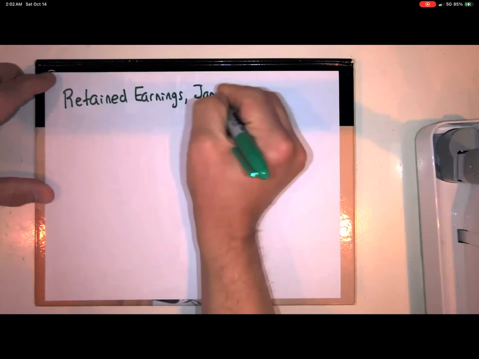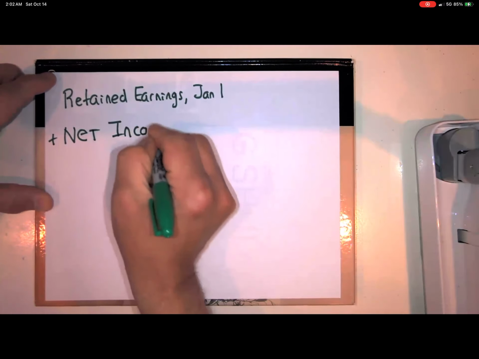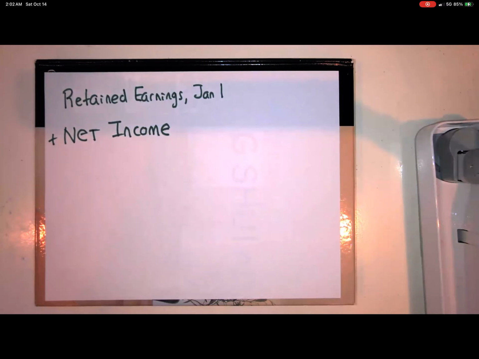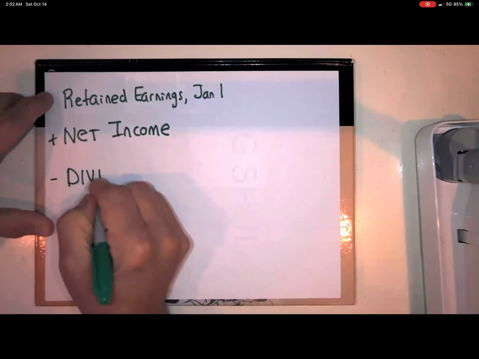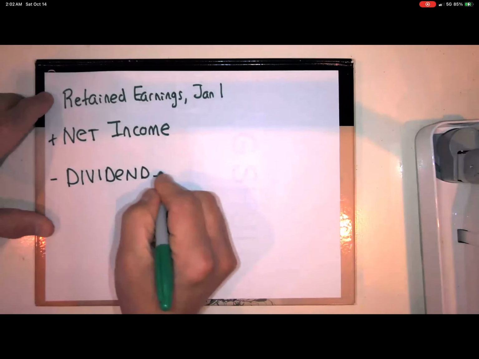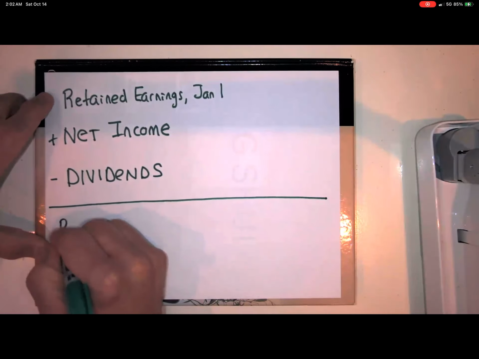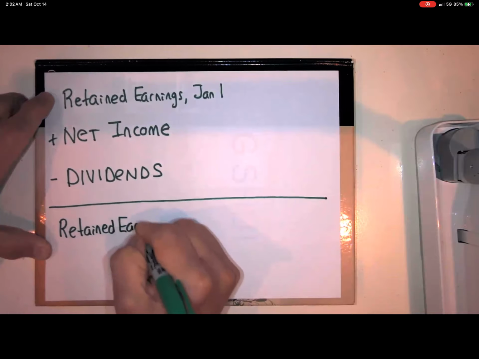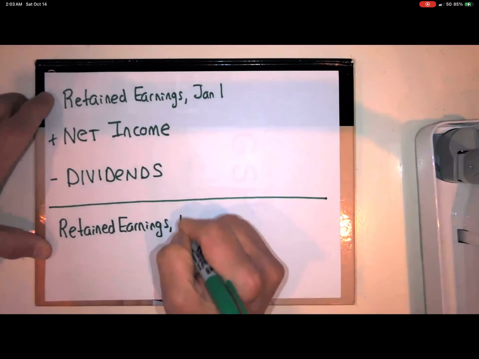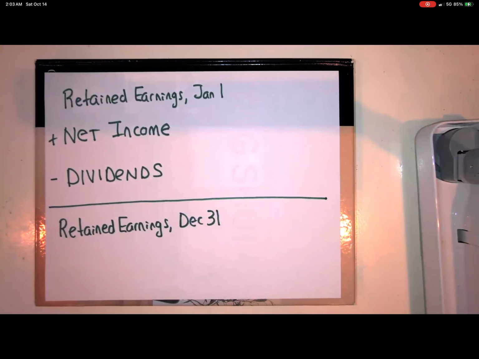at January 1st. Add to that your net income, and subtract from that the dividends. The beginning retained earnings plus net income minus dividends is the ending retained earnings. The retained earnings at December 31st.